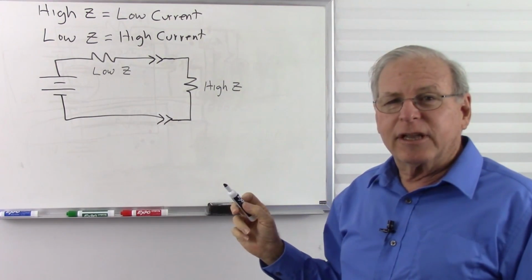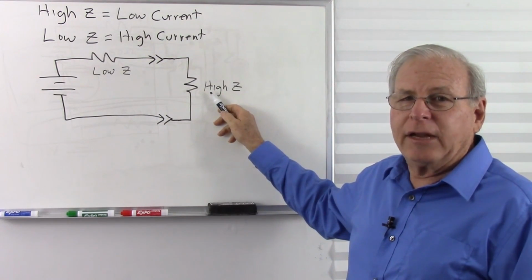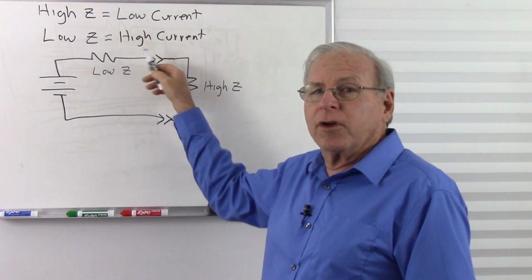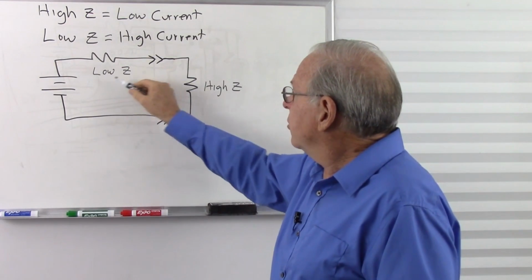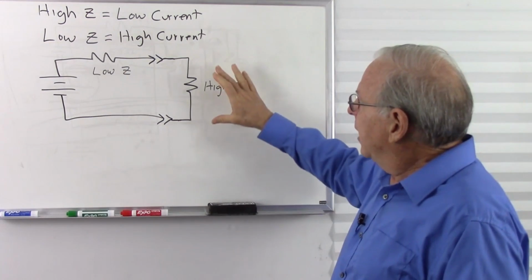Now we have a mismatch. Let's see if that's a problem. This says, I'm a high impedance. I don't need much current. This says, I'm a low impedance. I can give you all the current you want and more. No problem. So a low impedance going to a high impedance is usually no problem. Now it can be sometimes.